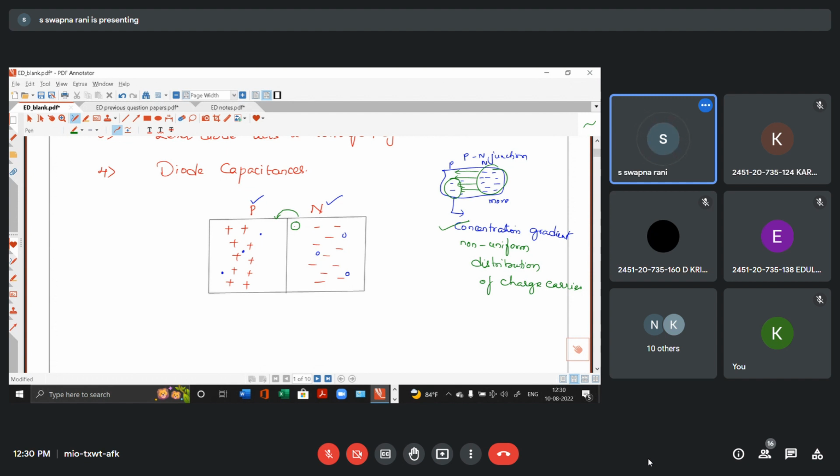If it loses an electron, it acquires a positive charge, and whichever atom on the p side gains that electron acquires a negative charge. So when electrons try to diffuse like that, this is called diffusion.